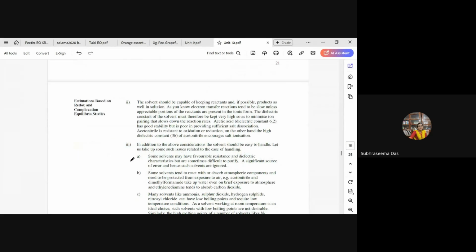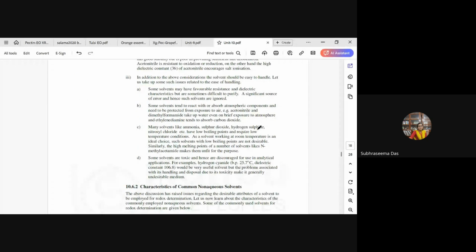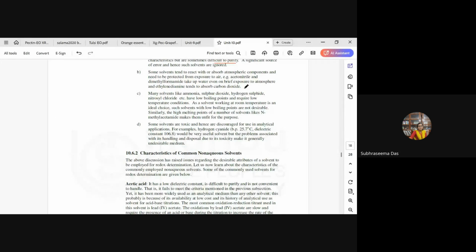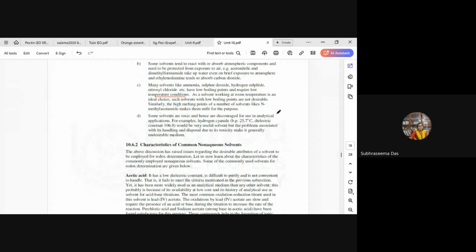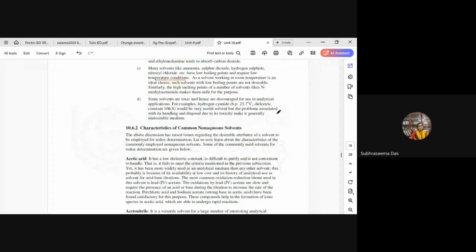The solvent should be capable of keeping reactants and products well in solution. The third point is that the solvent should be very easy to handle. Some solvents have very favorable dielectric constants, but they are difficult to purify. Some solvents absorb water from moisture and thus need to be protected from air. Many solvents like ammonia and sulfur dioxide have low boiling points and require low temperature conditions. Some solvents are toxic and thus their use is not permitted in analytical chemistry. Thus, the choice of solvent becomes critical.